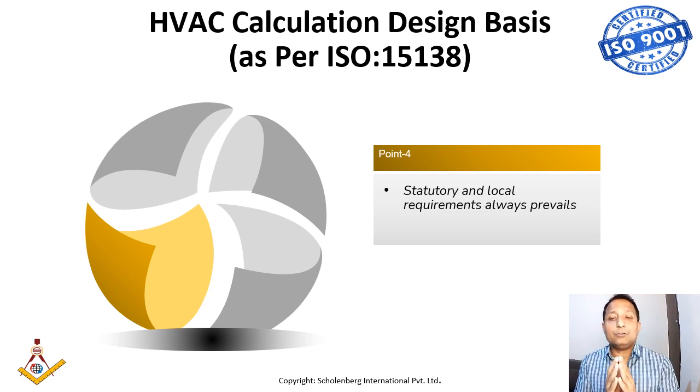Point number 4: statutory and local requirements always prevail. This means that suppose you are executing a project in Brazil, and the Brazilian government already has a particular standard, called the statutory and local requirement. That takes privilege over this particular standard. So whenever you start any project, first you need to understand whether there is any local standard available or not. For example, suppose we execute a project for Saudi Aramco. It's the world's biggest oil and gas company, and it has its own standard. That takes privilege over this ISO 15138. But suppose there is no standard available, then this is the one which should take privilege over the other standards.